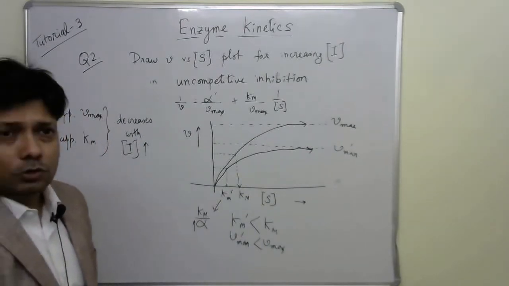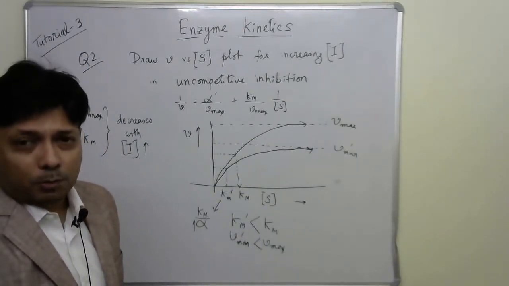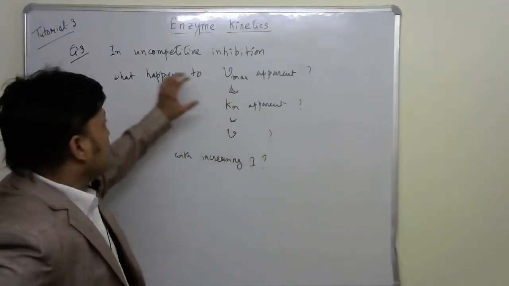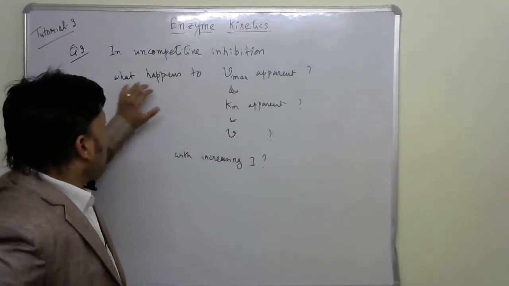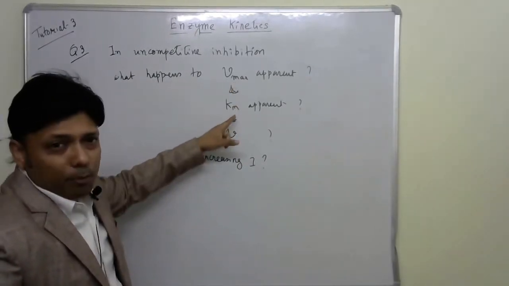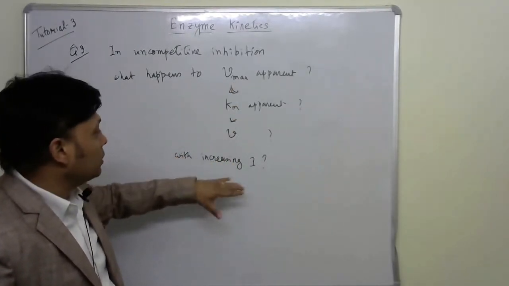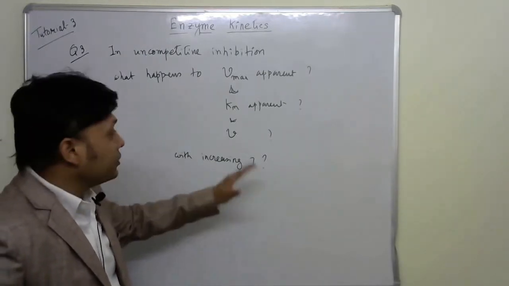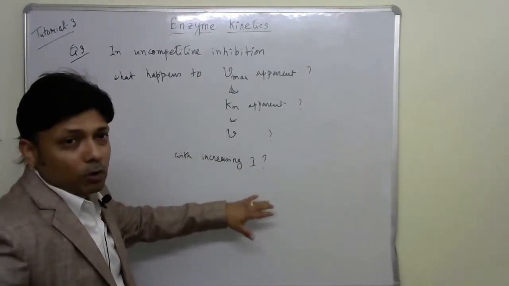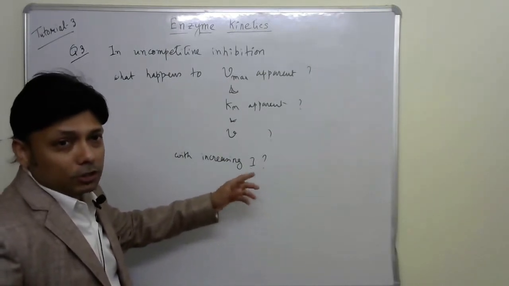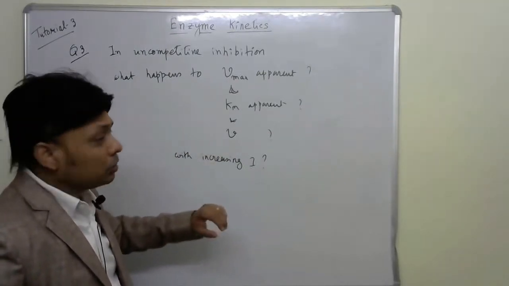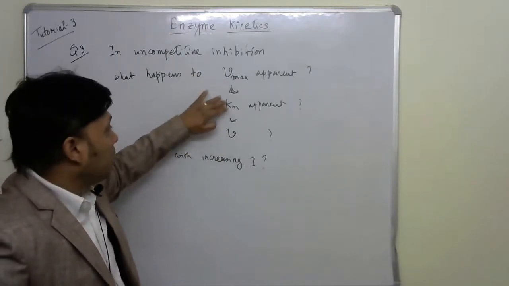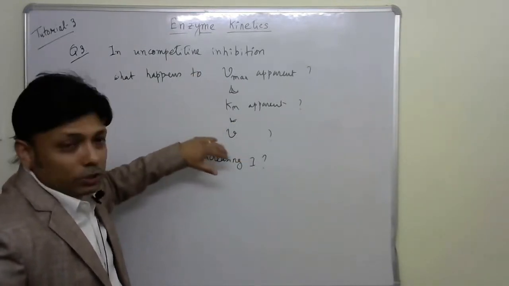So let's move on to the next question. Question number 3. The next question was, in uncompetitive inhibition, what happens to the apparent Vmax, apparent Km, and the velocity with increasing I? This is the question we just solved while answering how to plot the V versus S plot for increasing inhibitor concentration for uncompetitive inhibition. So simply the answer is Vmax apparent decreases, Km apparent decreases, and obviously velocity would decrease.